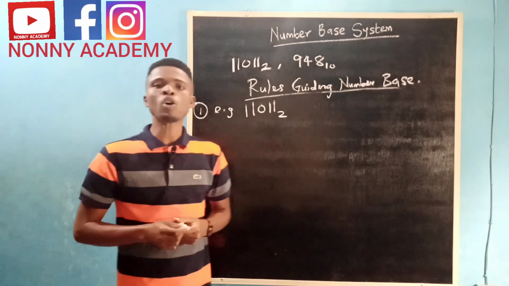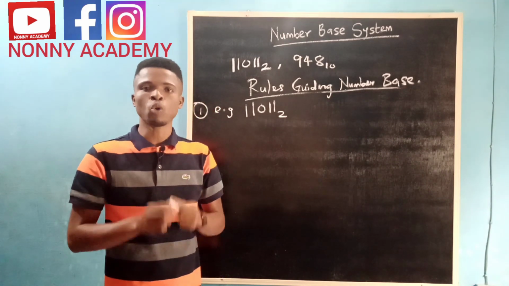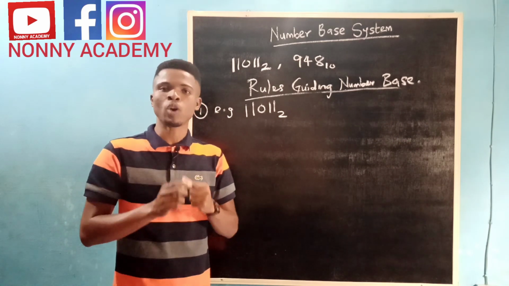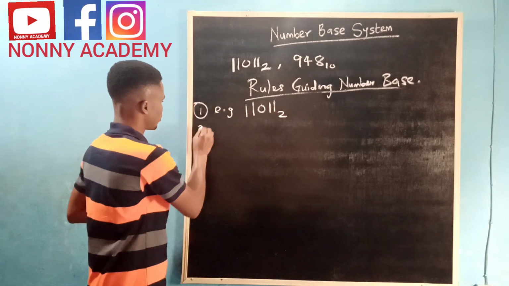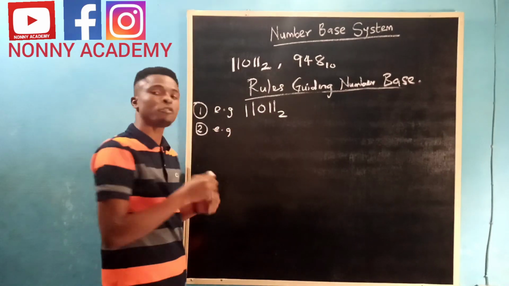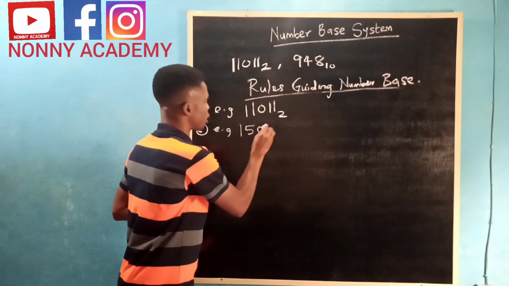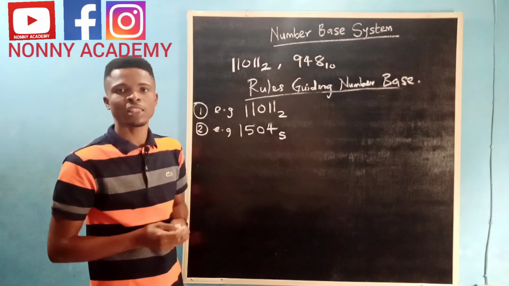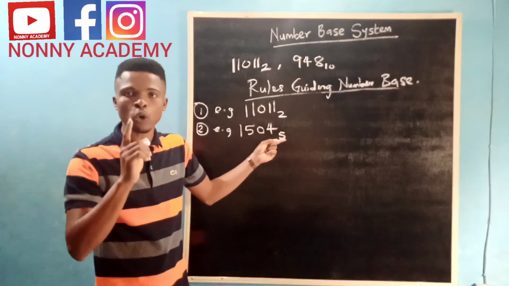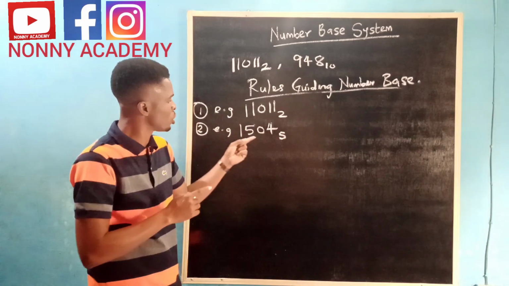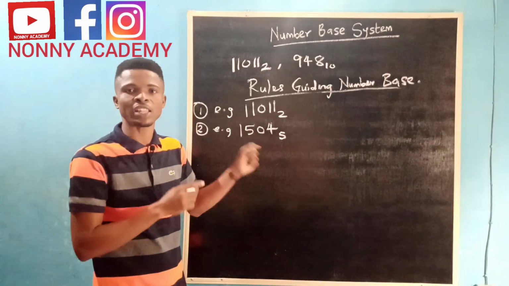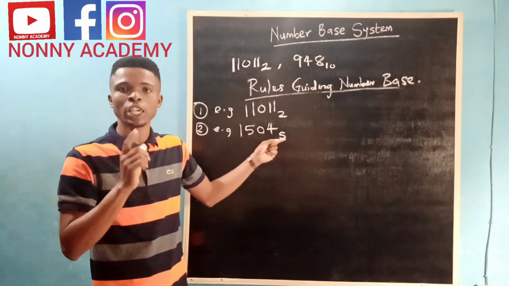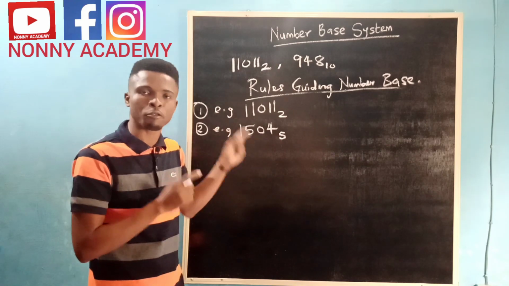Second rule, ensure that the base is not equal to any of the digits. I repeat, ensure that the base is not equal to any of the digits. For example, if I have 1504 base 5, if you take a good look at this, you will notice that the base, which is 5, is equal to one of the digits involved there, which is 5. That is to say that this is not a number base because the base 5 is equal to one of the digits, which is 5.